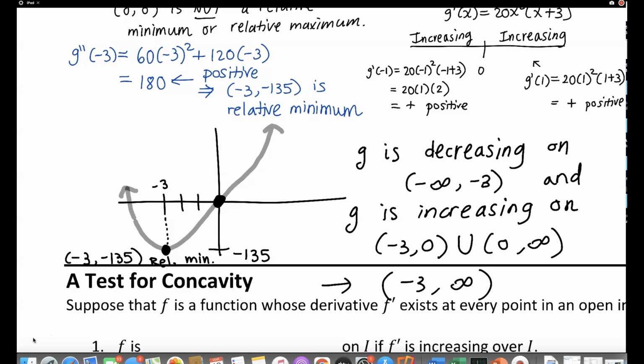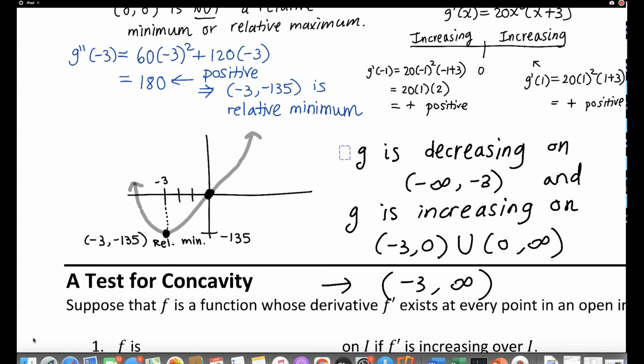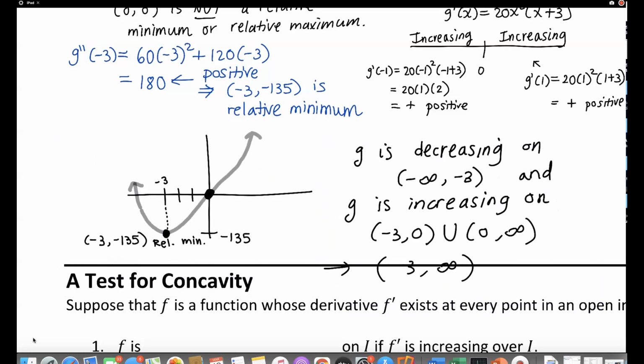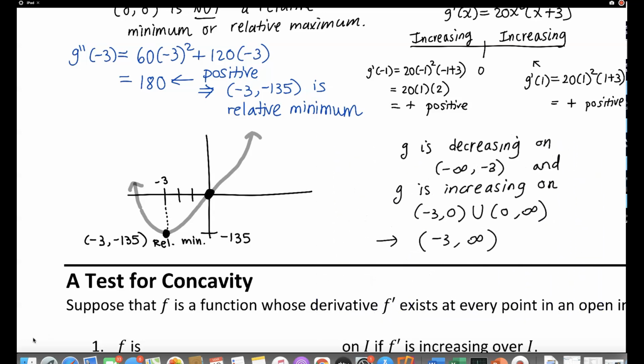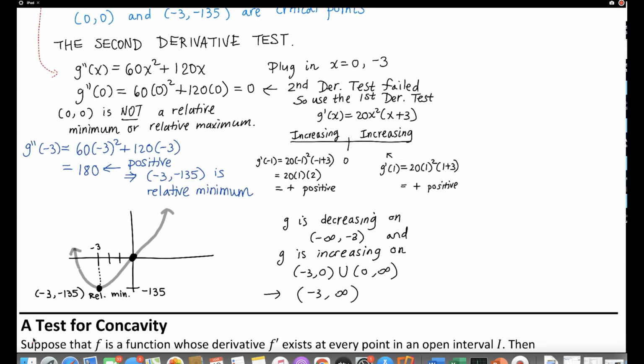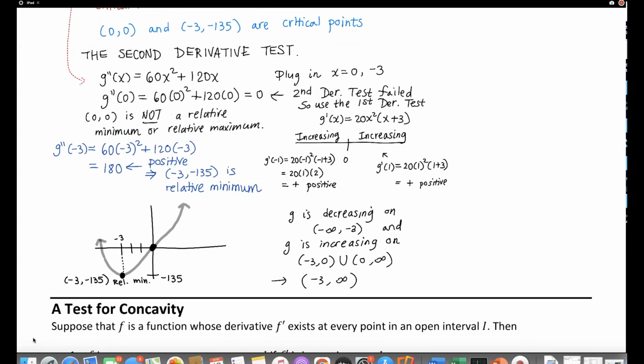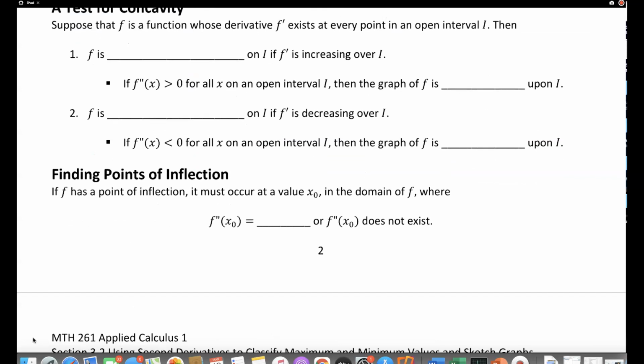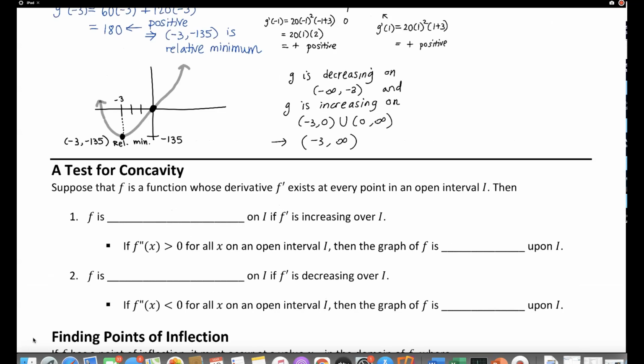But that is enough for example 2. We answered every part of it. This one was a little more challenging because the second derivative of our first critical value came out to be 0. That's why I had to bring in the first derivative test. But that was the only little bit challenging part. Everything else was okay. I will come back and show you the concavity and how to find point of inflection in another video.